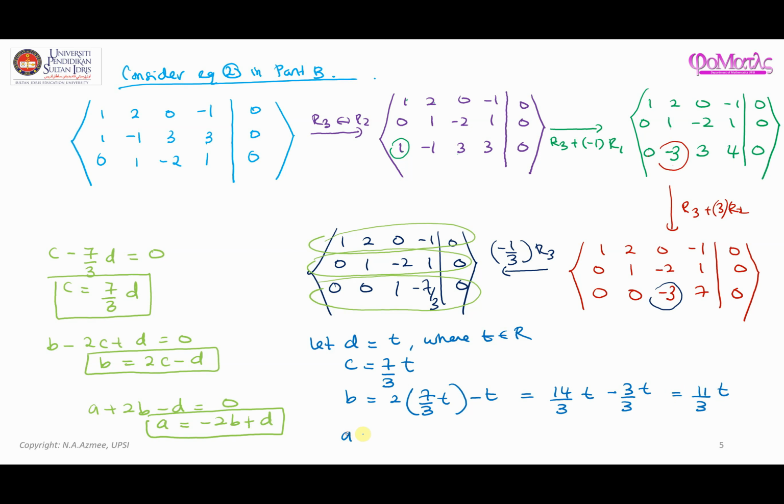Okay, and finally the value of A is negative 2 times 11 over 3T plus D, which is T. So this is negative 22 over 3T plus 3 over 3T. This is equal to negative 19 over 3T. And since you can see that the solutions here are not trivial, okay, let me just erase this part.